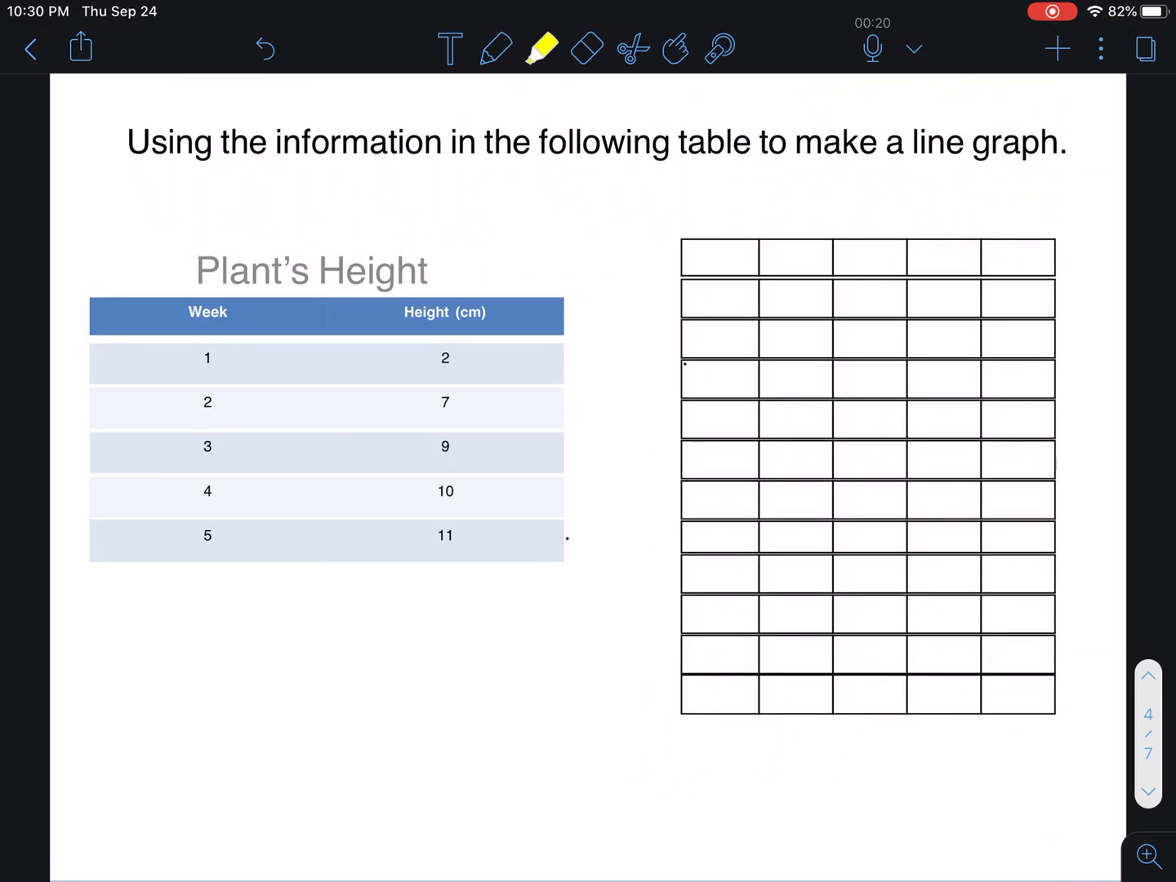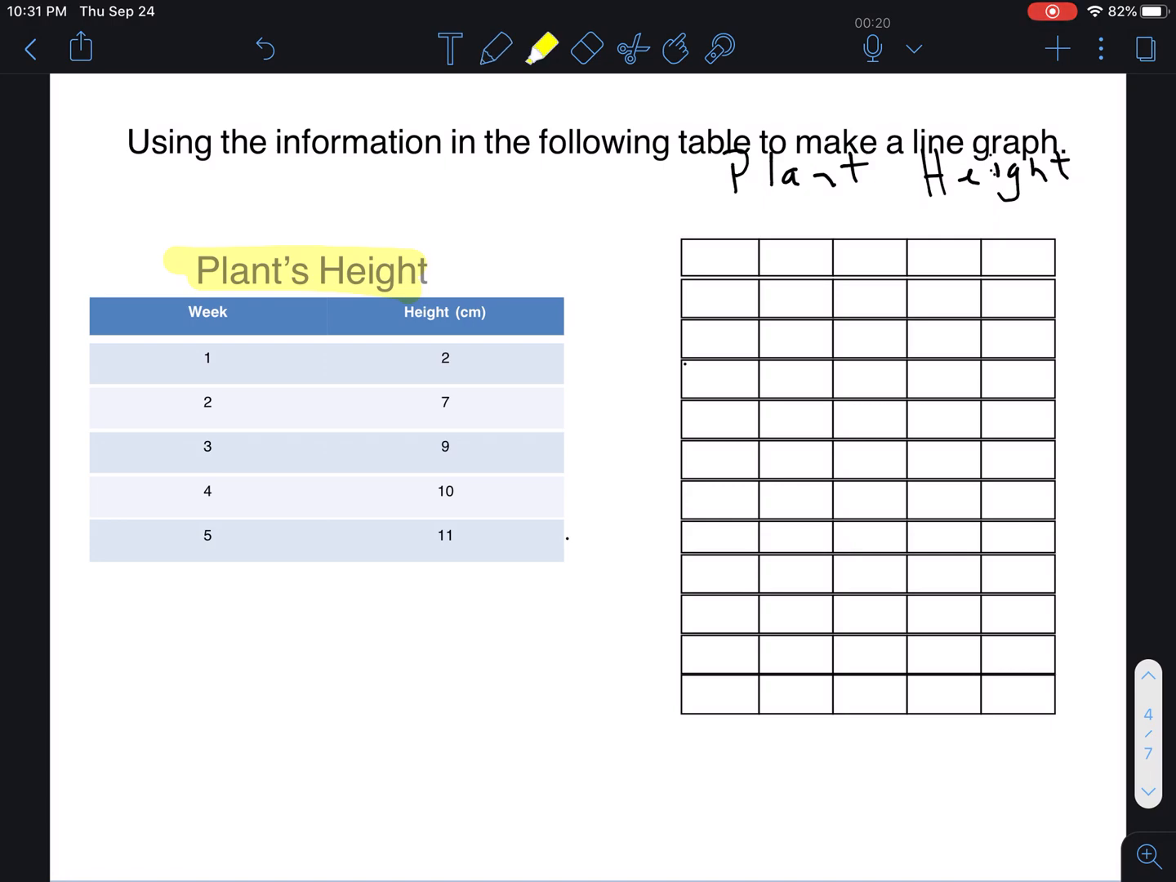So let's plot this information here. This is a graph that is representing a plant's height. So we're going to use that as our title. We'll say plant height as our title. And then we have the weeks. Here we have 5 weeks.